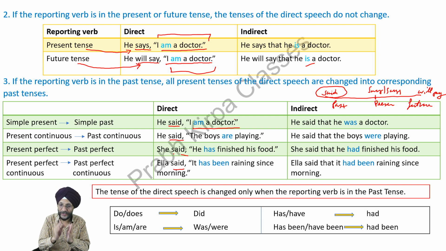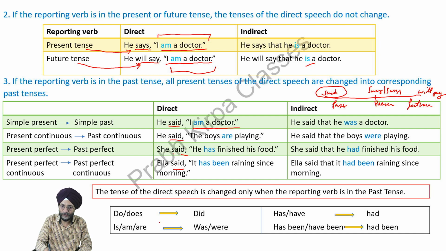He had said to you that he is a doctor. He had told you earlier. That is, in the past, he had told you that I am a doctor. That is, you will convert it also into the past. In other words, please remember that if the reporting verb is in the past, all the tense which is in the present will be converted into the past.